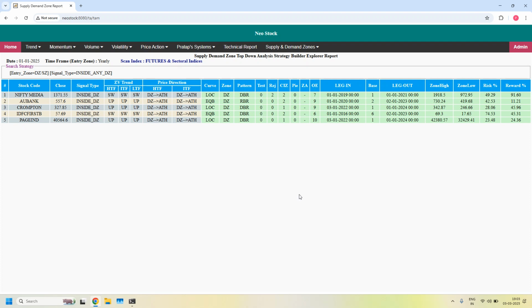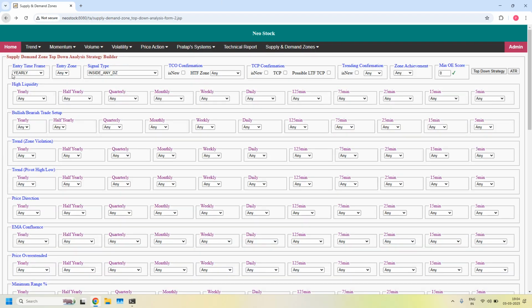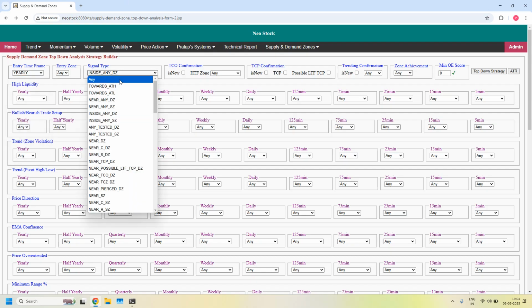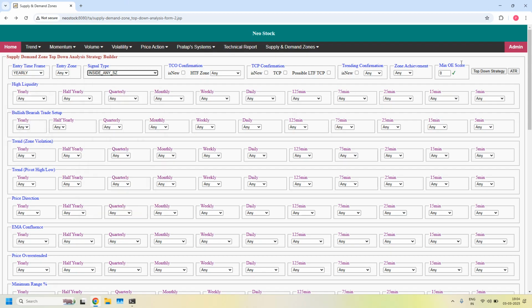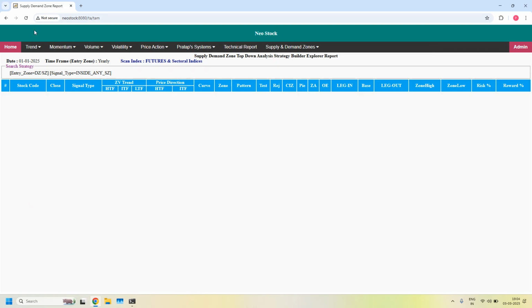Those who don't understand the structure of the report, please complete lesson 21.1. In that video, I explained all the columns, their values, and abbreviations in detail, in part 1 of lesson 21. Okay, next. Yearly time frame. Price closed inside the yearly supply zone. Mostly we won't be having any, yes.